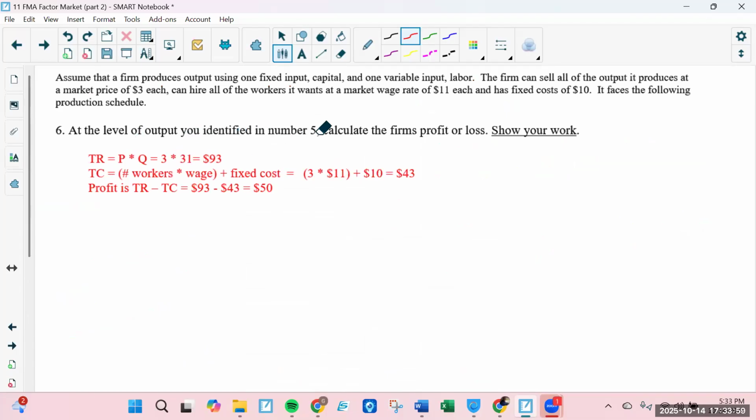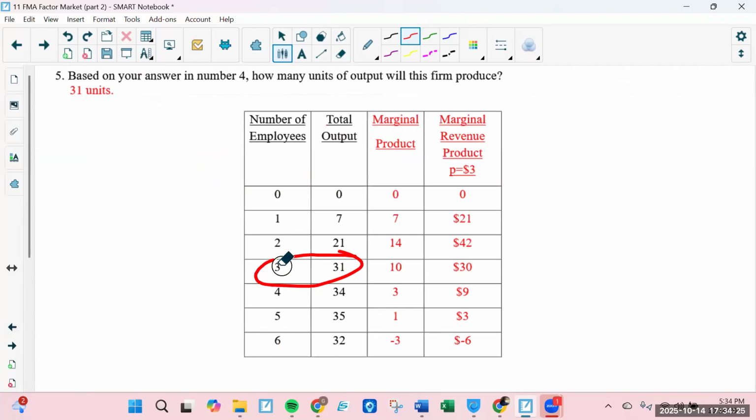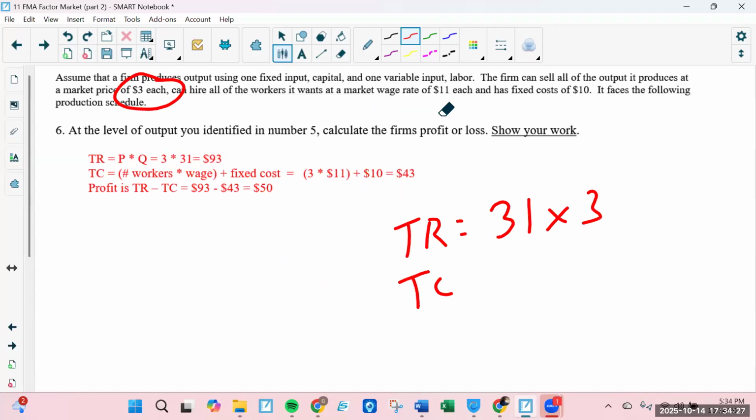At the level of output you identified in number 5, calculate the firm's profit or loss. Okay, let's see. We're going to produce 31 units. So our total revenue is going to be 31 units. We're selling those at $3 a piece. Why $3 a piece? Because they told you right here. What's our total cost? Well, we're hiring 3 workers, and we're paying those workers $11 a piece.